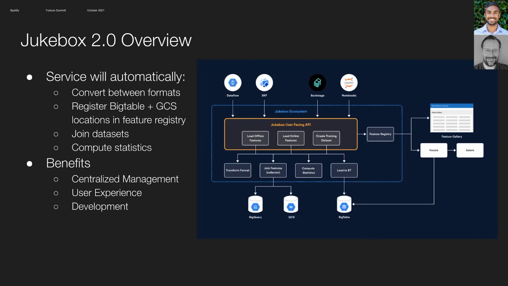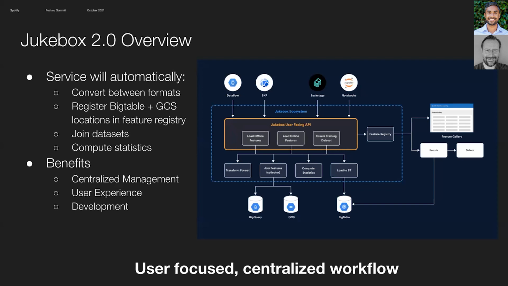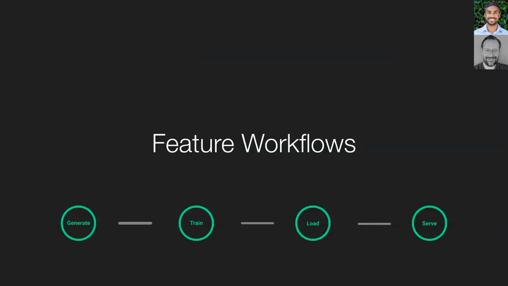This platform-based approach also gives us more flexibility with our development. We can change implementation details without users needing to be involved. So we can update internal logic and how data is passed without requiring users to update their workflows. For instance, if we need to conform to new privacy preserving requirements, we can do that all under the hood with Jukebox. It also makes it easier to tie in with other parts of the ML platform. Ultimately, we've created this new user-focused centralized workflow. And I'm going to hand it off to Daniel to talk a little bit about how he uses Jukebox in his day-to-day.